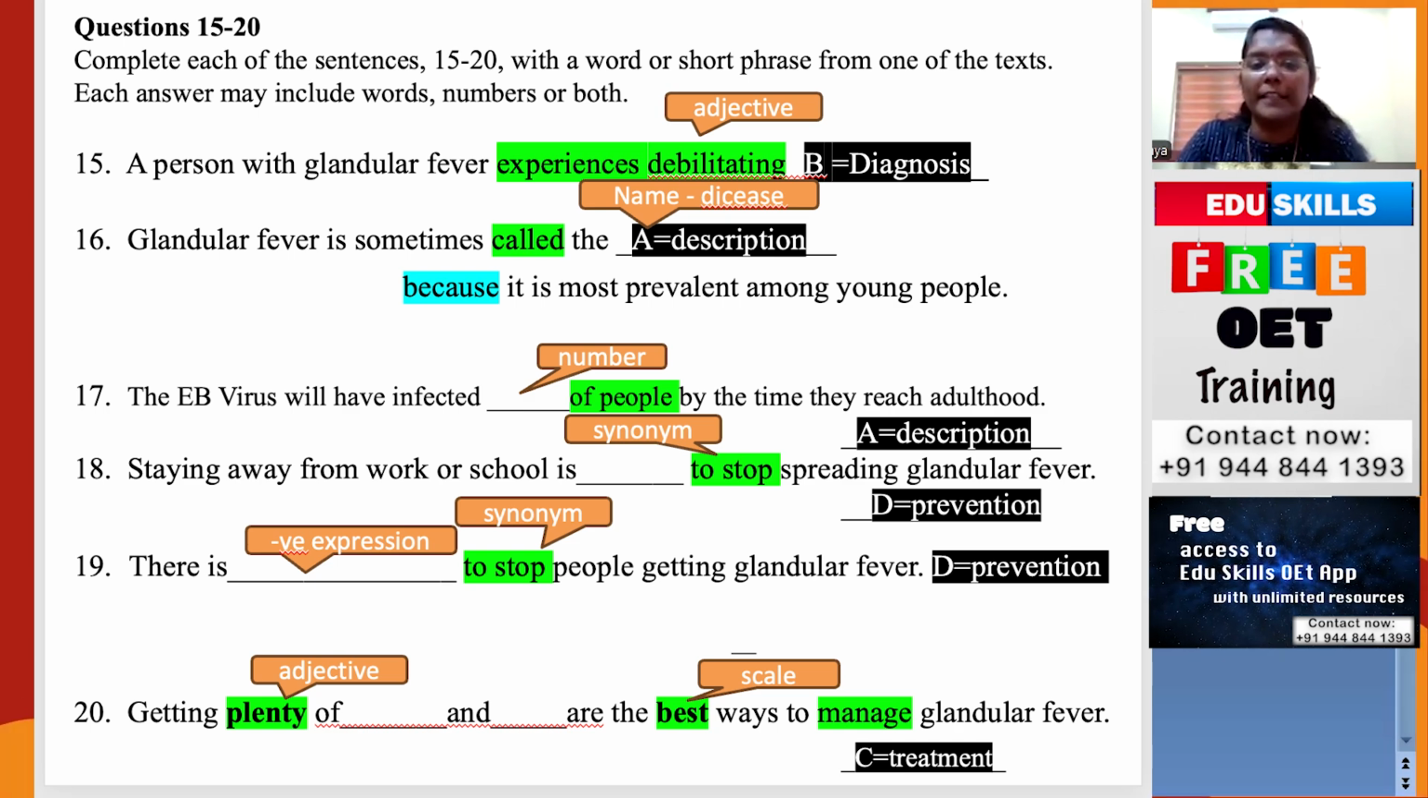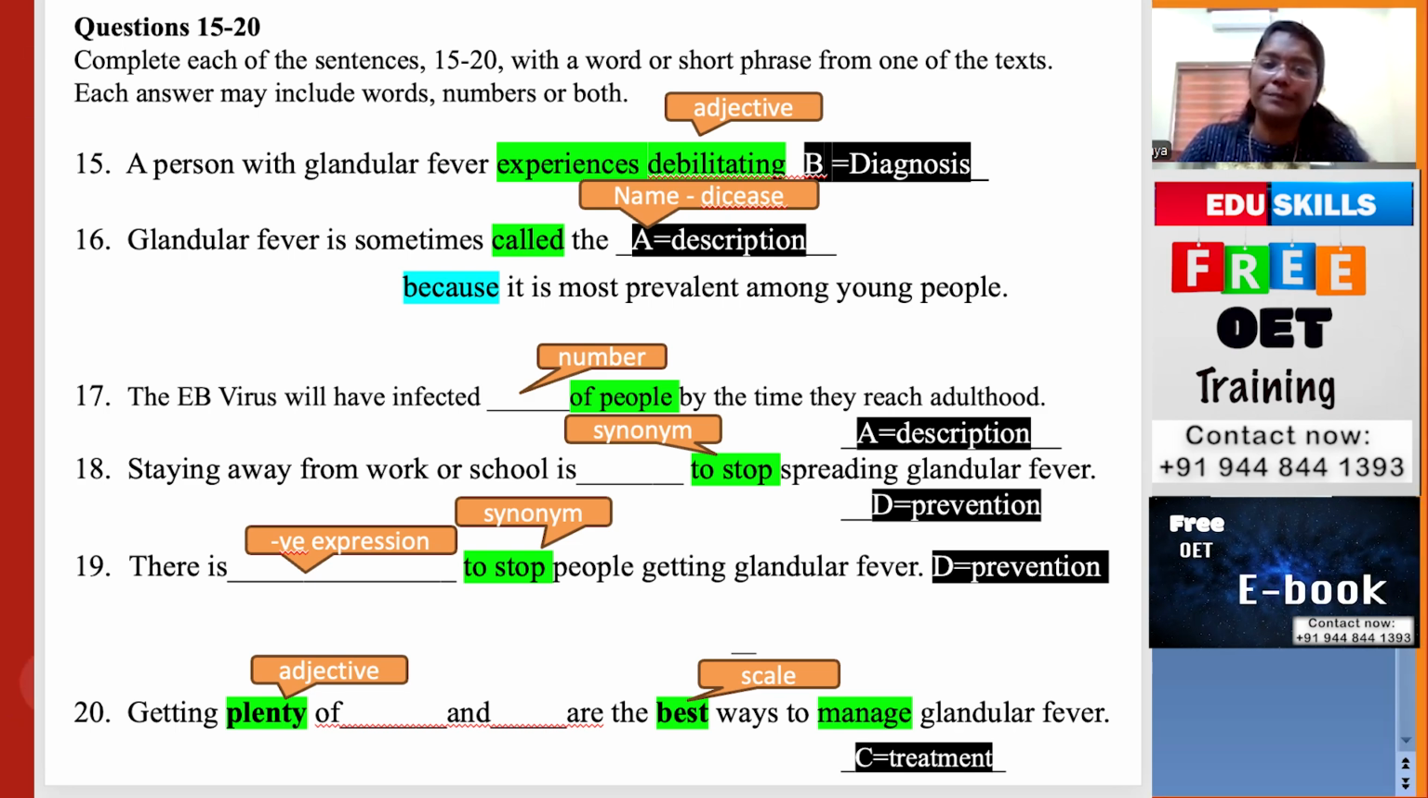That is text B, related to symptoms. Then what is the most effective way to stop the spread of glandular fever? Most effective way to stop. Which text? Text D. D, sister. D, prevention. Okay. Then the 11th one. What type of sports should not be played for 4 weeks after having glandular fever? C. Sports. Sports we have already underlined during the time of skimming. The answer is C.